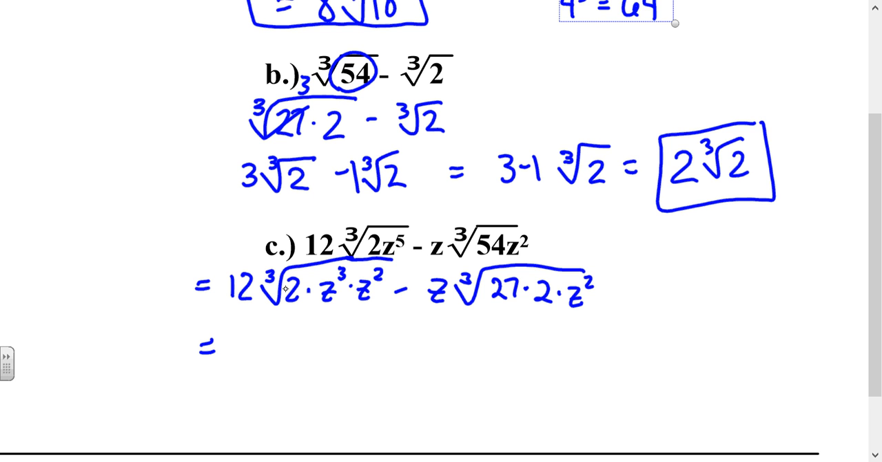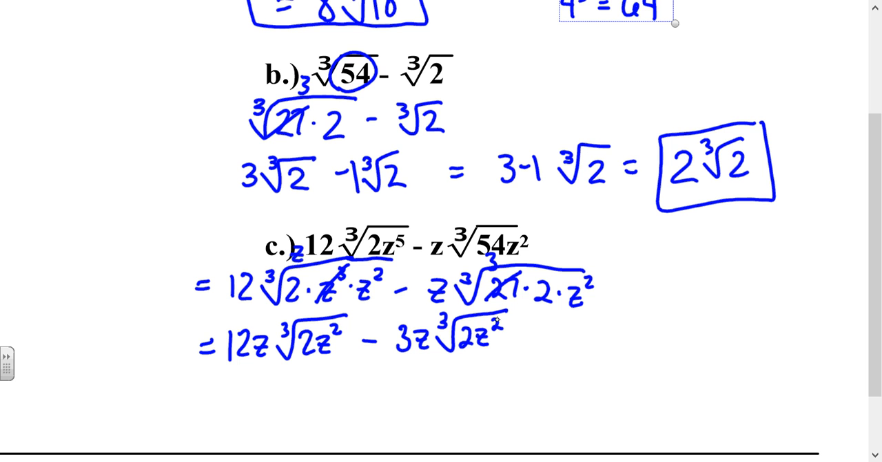So I can't take the cube root of 2. What would be the cube root of z cubed? Well, if I take 3 divided by 3, I just get 1, so a z will come out. So now I have 12z, and then I have left over 2z squared. And then on the second example, the cube root of 27 is 3, and that's the only thing I can break down. So the 3 will come out. So now I have 3z times the cube root of 2z squared.